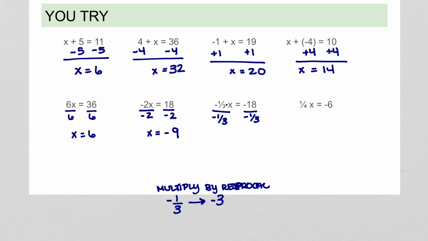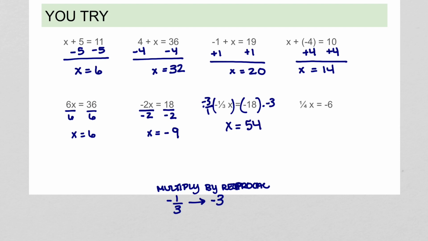So I could write it like it is there, or another way I could write that is, to undo that, I'm going to take it times negative 3, and this times negative 3. So a negative 3 times a negative 1/3 gives me just a positive 1, so it's an x on the left side. And a negative 3 times a negative 18 gives me a positive 54.